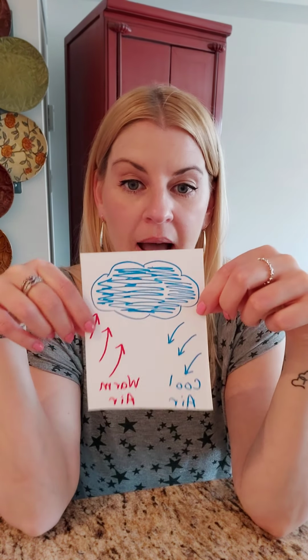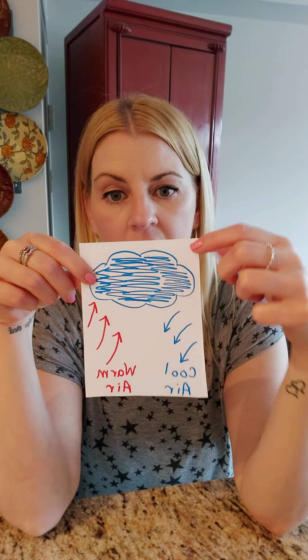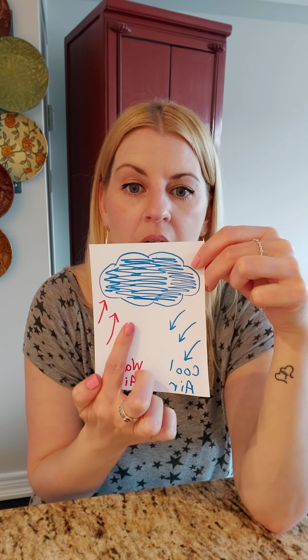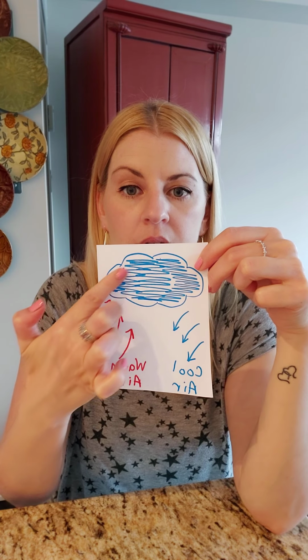Now, some of you might be wondering, how does a thunderstorm happen? What makes a thunderstorm happen? So I've made a little picture here to try to explain what happens when a thunderstorm comes. So essentially what happens is, this is the sky, so this is the cloud in the sky. And what happens is warm air goes up into the sky, up towards the cloud.